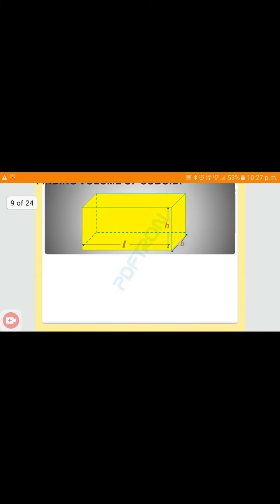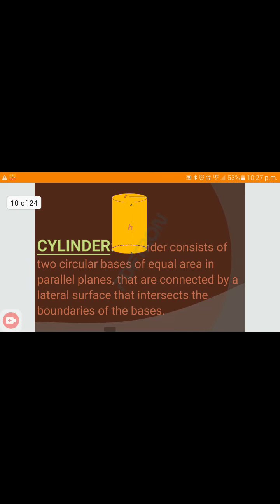After that, volume of a cuboid. So what is the base area of a cuboid? That is L into B, and when we multiply it with height, then the volume of cuboid will be L into B into H. After that, cylinder will come.